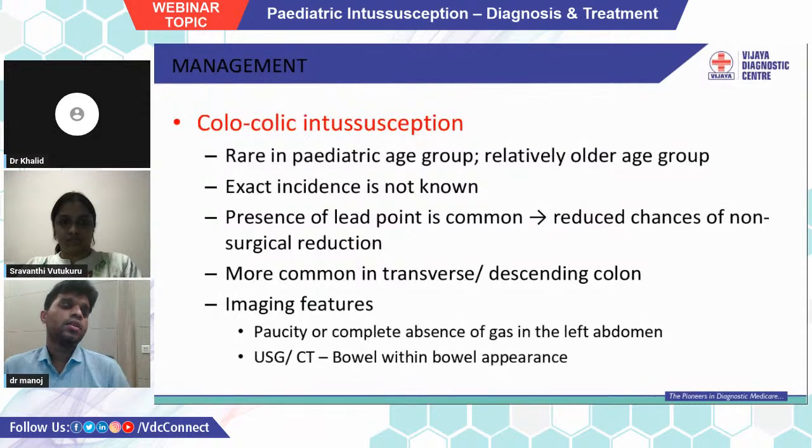Here I'd like to mention a few points about colocolic intussusception. It is rare in the pediatric age group, and even if it occurs, it is in older children. The exact incidence is not known. A lead point is commonly present, which again reduces the chances of non-surgical reduction. It is more common in the transverse and the descending colon. They do occur on the right side, but then it is very difficult to diagnose on ultrasound because we need to show a normal IC junction.